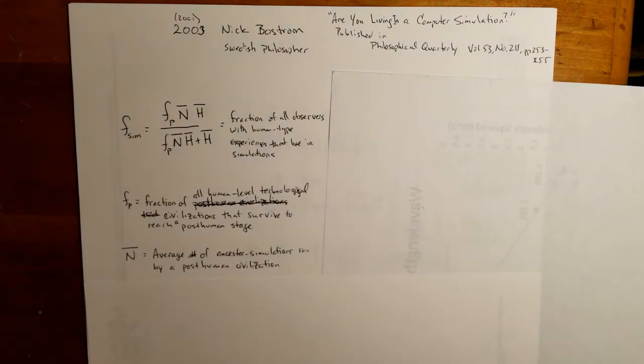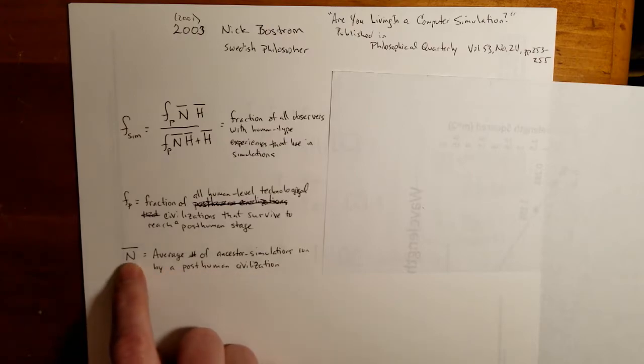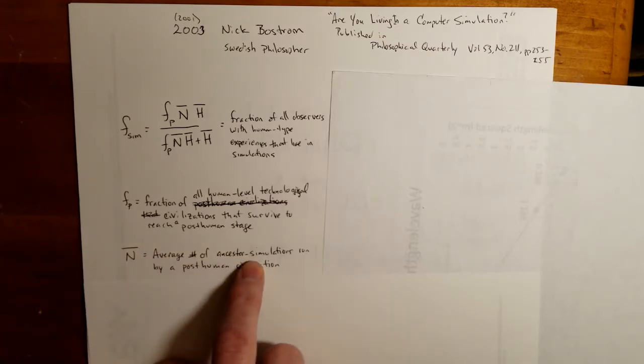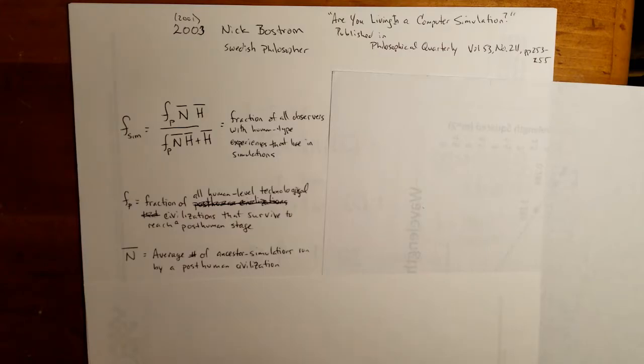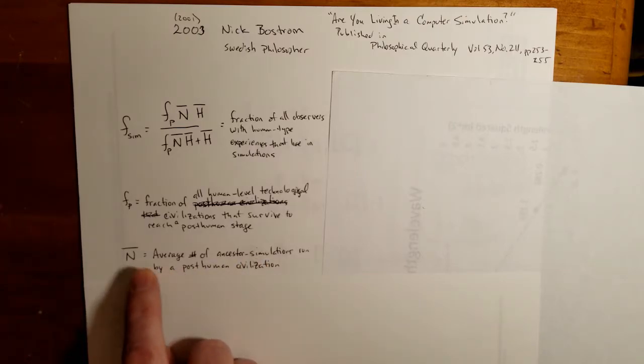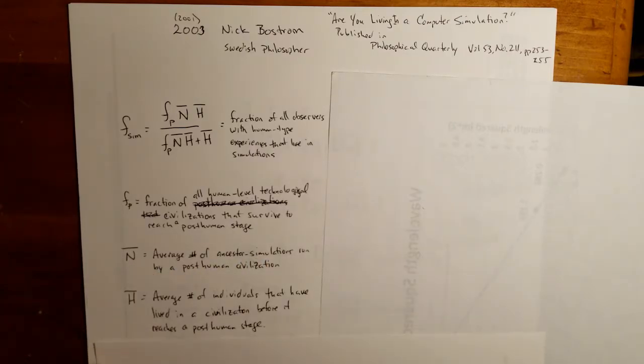N bar is the average number of ancestor simulations run by a post-human civilization. By the way, the bar typically means average. The units of N bar are simulations. So there are 5 simulations, or 5 ancestor simulations, but I'm just going to shorten it down to simulations. And H bar is the average number of individuals that have lived in a civilization before it reaches a post-human stage. So its units are individuals.